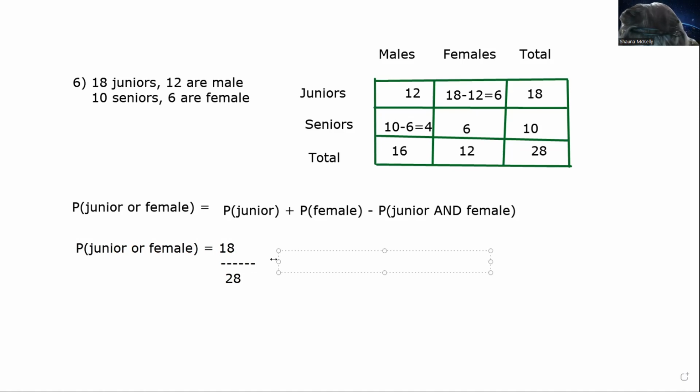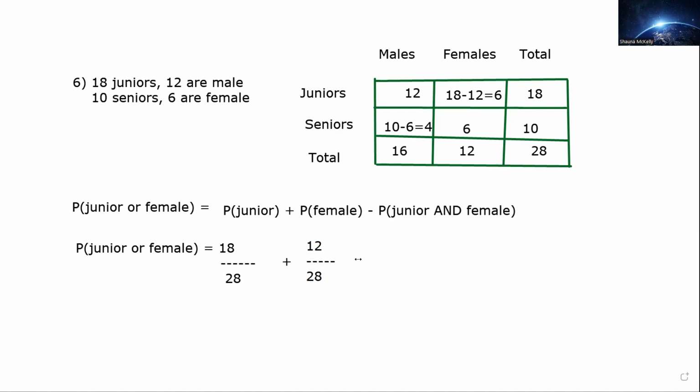Now you could put this all on one line. I'm choosing to do 3 fractions so that I can show you. Females are, excuse me, not 10. I think I said 10. Females are 12. Females are 12 right here. These are my females, 12. So now I have 12 and then again 28.